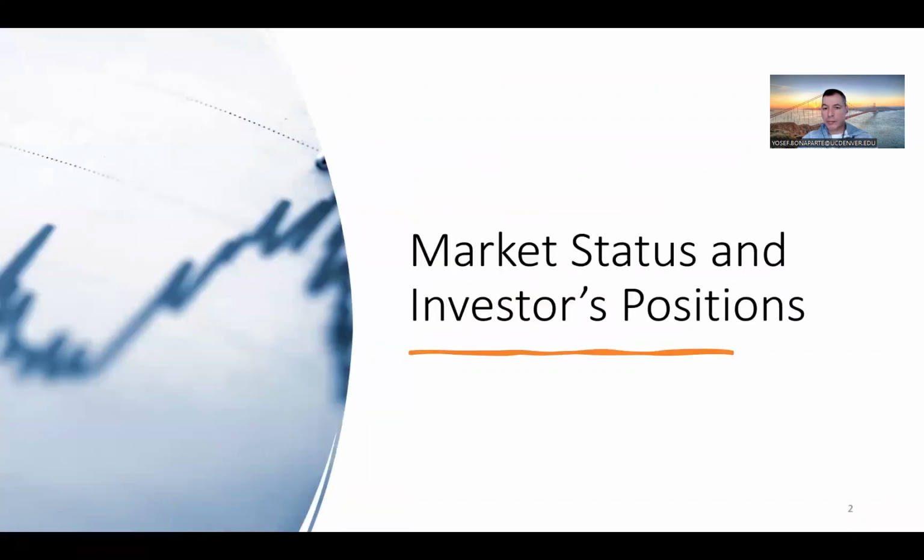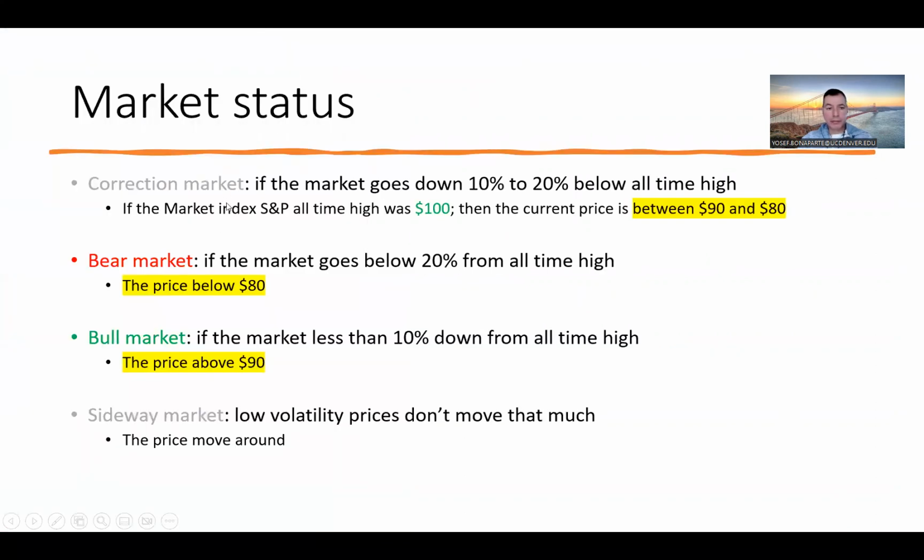First, we're going to start with market status and investors' positions. There are four statuses for the market. Suppose the S&P index was at an all-time high of $100 this year.